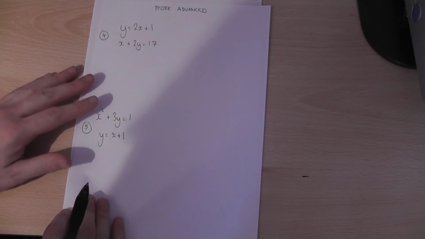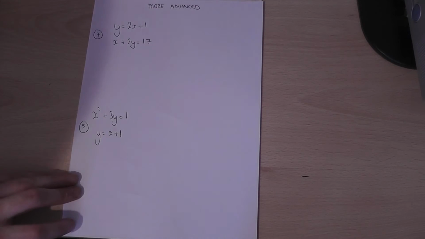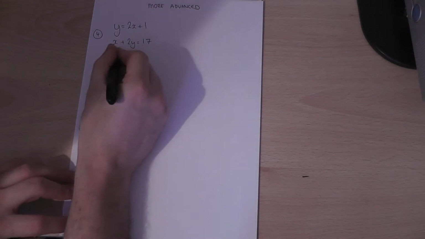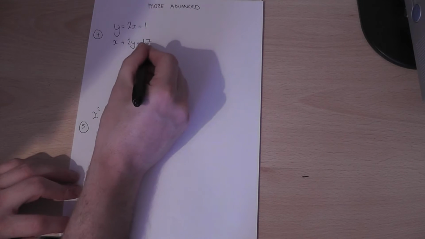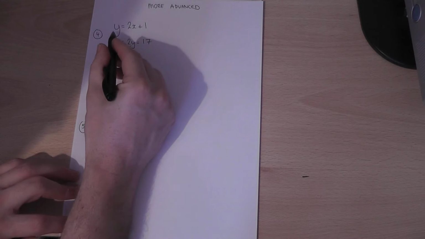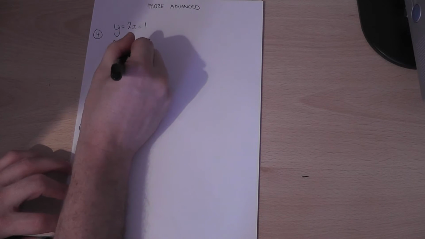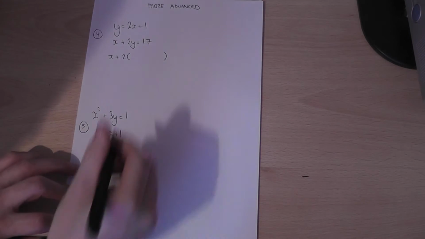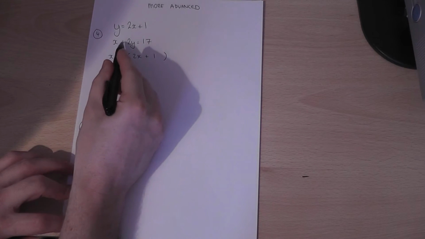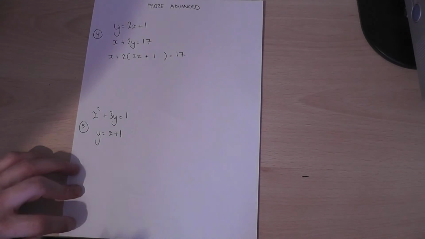The final two examples are classed as more advanced, and it actually goes under the name of substitution. Now this is the main equation here. It's got x and y's in. However, I know from the first equation y equals 2x plus 1. So I can replace the y in the second equation by 2x plus 1. So x plus 2 lots of y must equal 17.